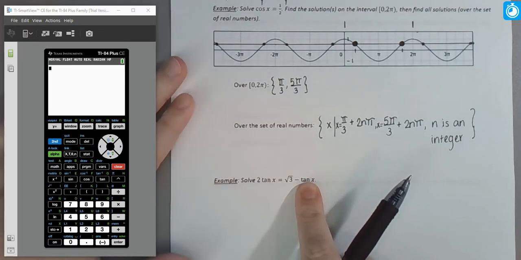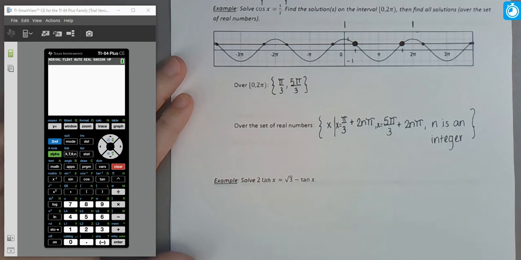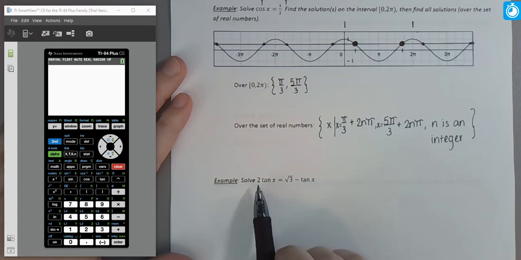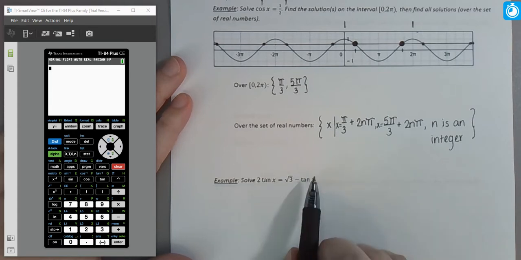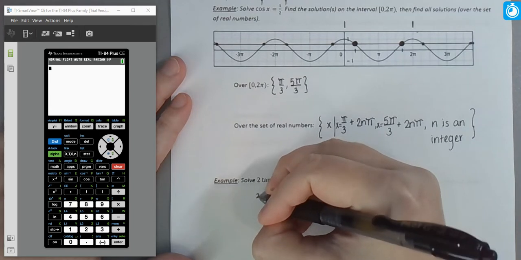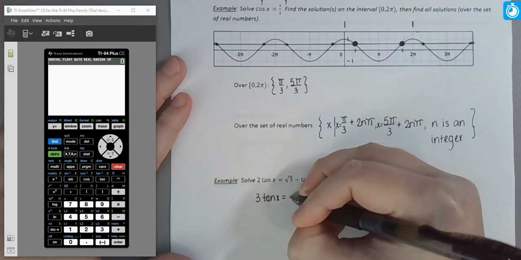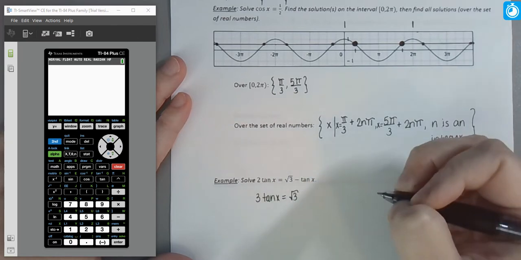So just like with any other equation when we solve for x, we want to combine our like terms. So we want to move over any terms involving tangent. I'm going to get all my tangents on one side and all my constants on the other side. So in this case, I'm going to add this tangent and move it over. So we have 2 tangents already. We add another one, and that gives us 3 tangents. So 3 tangent of x is equal to the square root of 3.